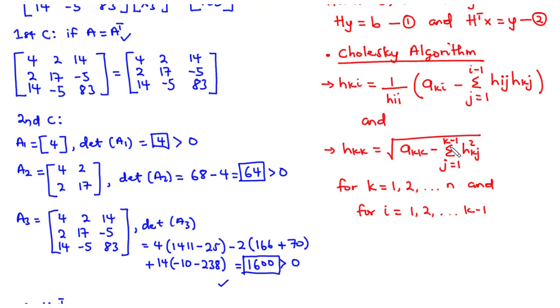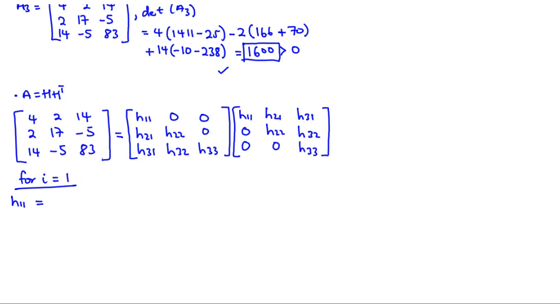So if k is 1, then here becomes 0 on top. So we have the summation of this formula from j equals 1 to 0. Now the moment we have from j equals 1 to 0, it means that this whole term goes to 0. So simply H11 is equal to the square root of A11. That is the square root of element A11, and A11 is equal to 4. So we have the square root of 4, that is equal to plus or minus 2.